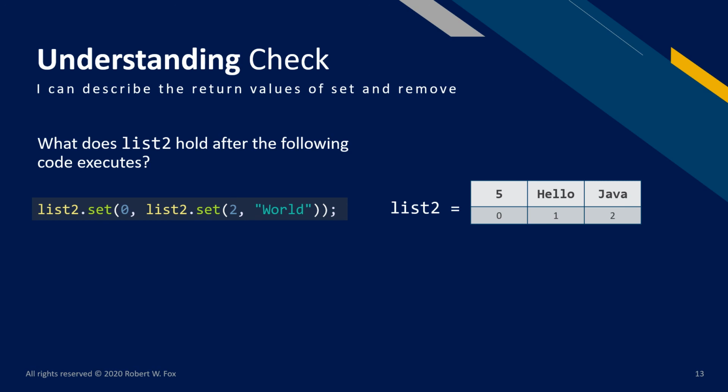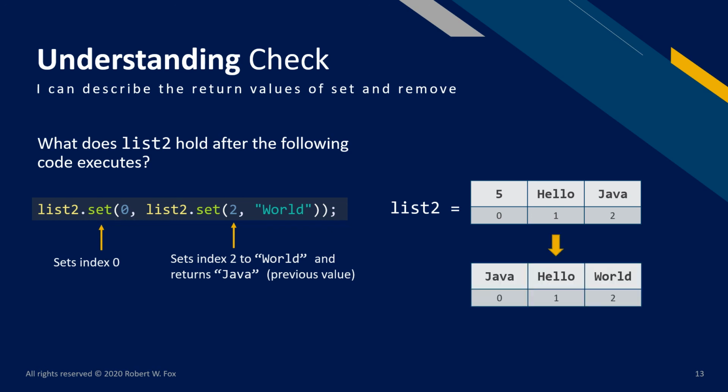Let's look at the answer. We'll start with the inside set. We know that this is going to go to index 2, which right now is the word Java, and it will change it to the word world. In addition to that, it's going to return the old value Java. And what are we going to do with Java? Well, that's where the other set comes into play. We're going to set index 0 to that. So the result is this. We've changed index 2 to world, and index 0 has been changed to its old value, Java.